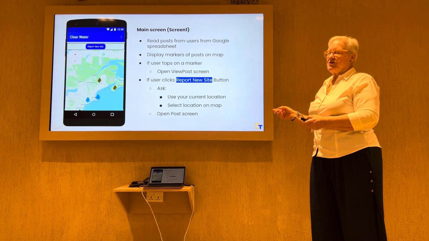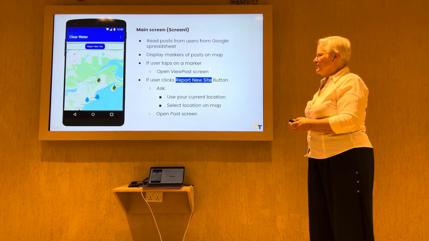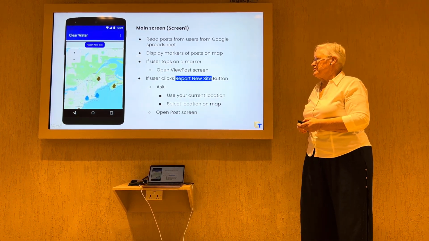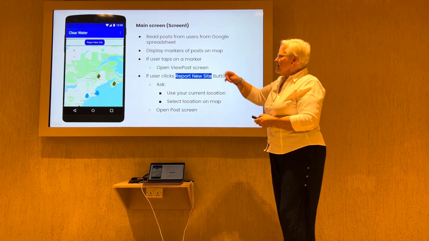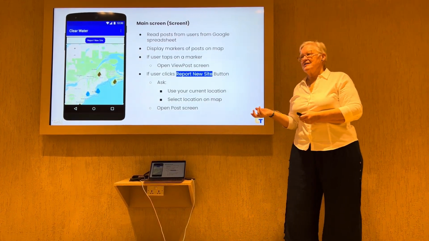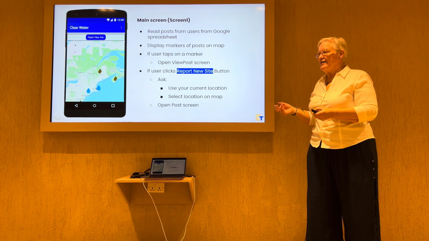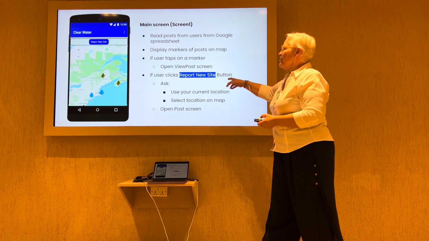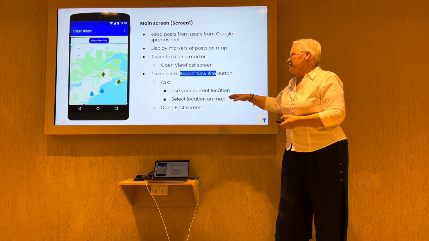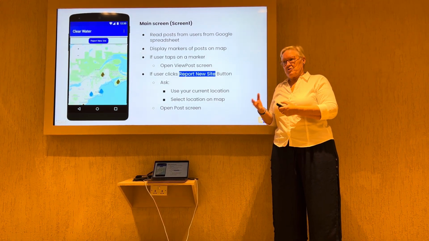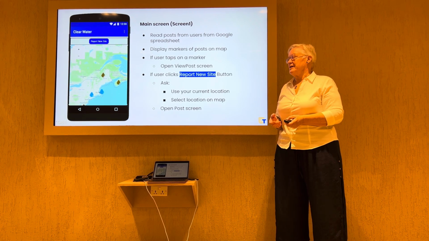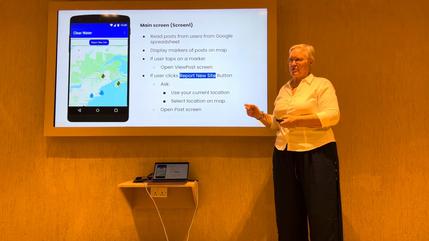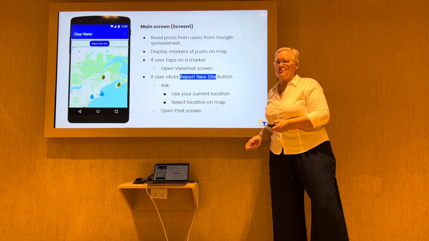And then if a user taps on any of the water droplets, it's going to open a second screen, which is where they can view the information about that particular post. There's a button at the top that says report new site. So if I decide I'm out in the field and I want to report a site that's either very clean or very dirty, I can click on the report new site button, and then the app will say, well, do you want to use the location? Are you out there in the field, or you just want to report on a place? And you can tap the map to set the location of where you want to post it. And then it will jump to the post screen.